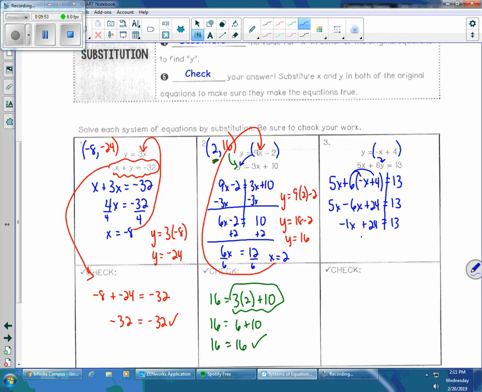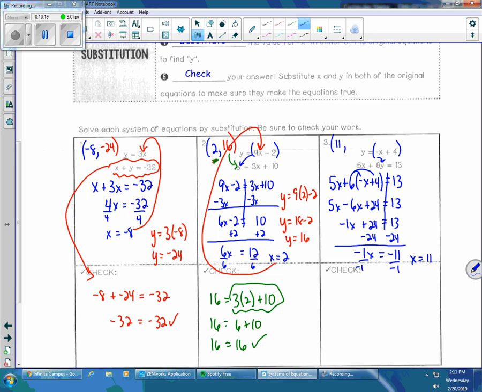I need to subtract 24 from both sides. So -1x equals, let's see, 13 minus 24 is going to be a negative 11. Divide by negative 1, divide by negative 1, and x equals 11. So I'm halfway to my answer. x equals 11. Now I have to figure out what y equals.